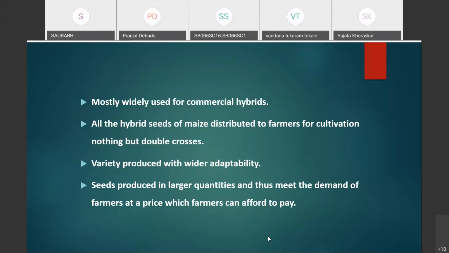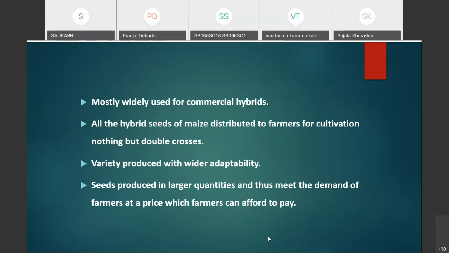The variety produced by using the double crosses is produced with wider adaptability, that is, they can adapt to wider or changing climatic conditions. Varieties produced by this method have wider adaptability.